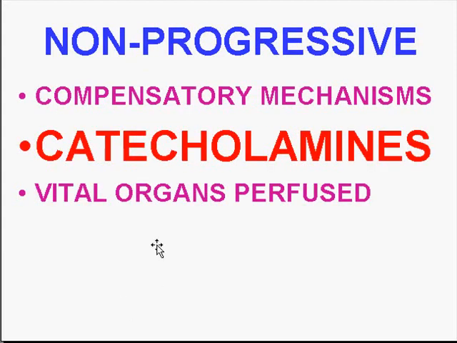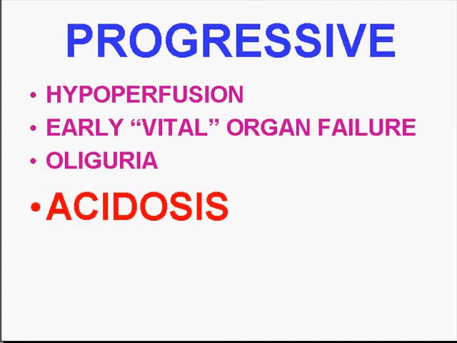In the non-progressive stage, you have a variety of compensatory mechanisms that take place, the most important of which is the release of catecholamines to try to pump up or raise that perfusion, and the vital organs are still being perfused. When that fails, you get into a progressive phase of hypoperfusion of vital organs, manifesting itself as oliguria and therefore acidosis because of inadequate tissue perfusion.